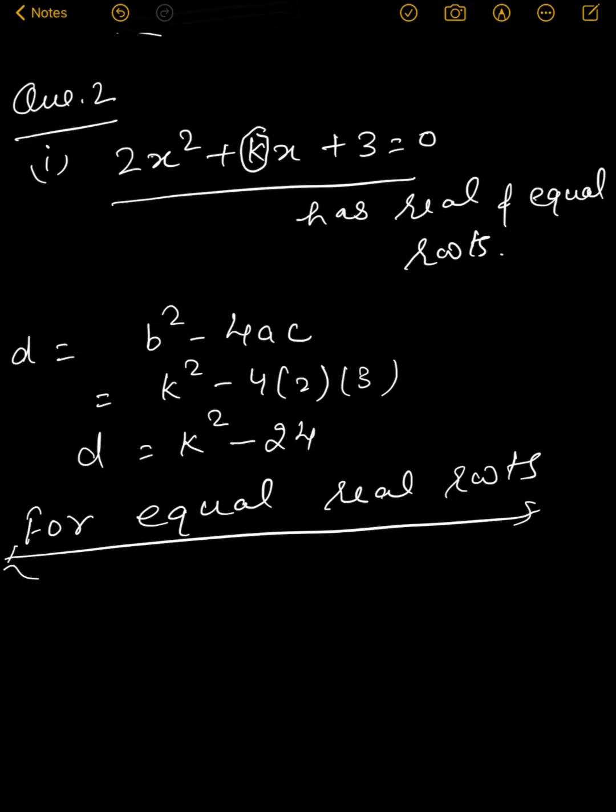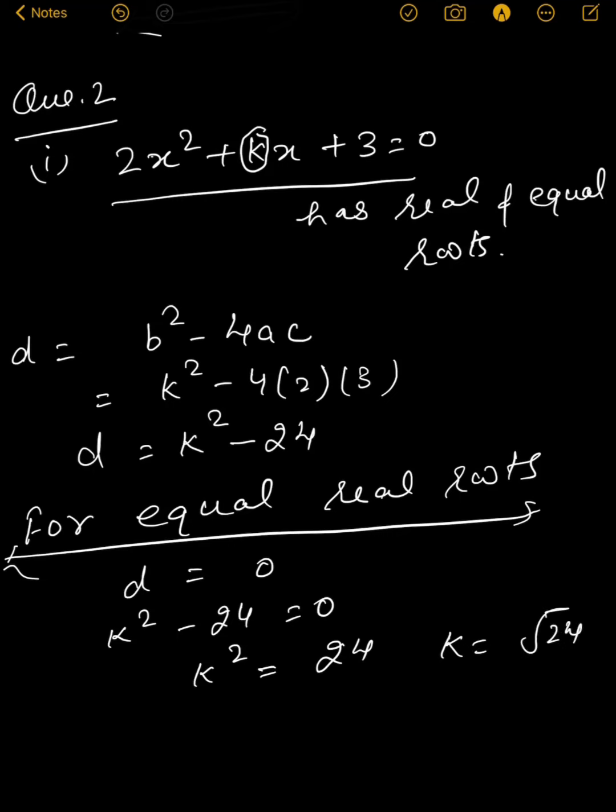So for equal real roots, D should be equal to 0. K square minus 24 equals 0. K square is equal to 24. So what is the value of k? That is root 24, or you can write this as root of 2 square, 2 twos are 4, into 6. So this can be written as 2 root 6. So this is the value of k.